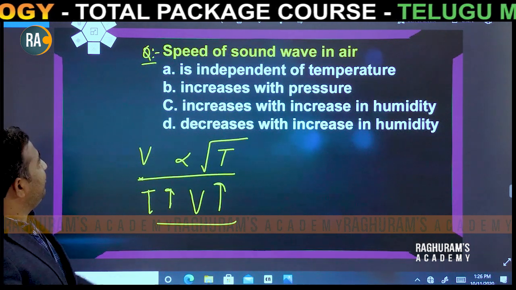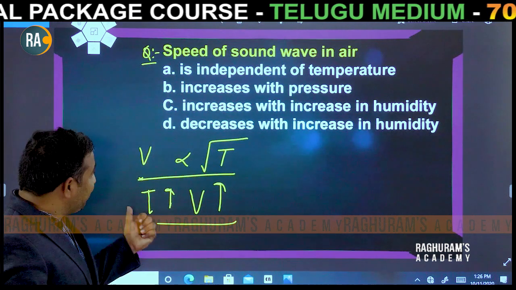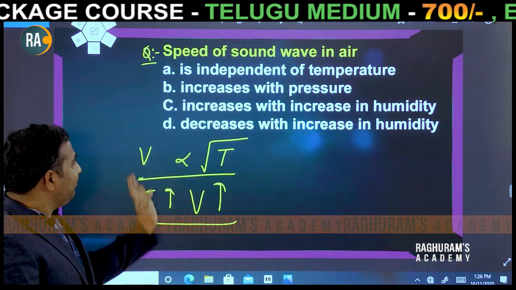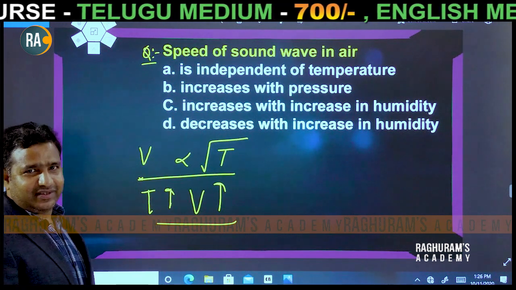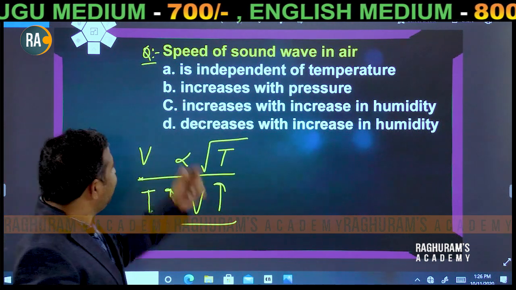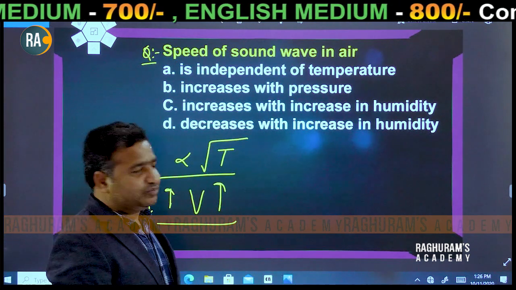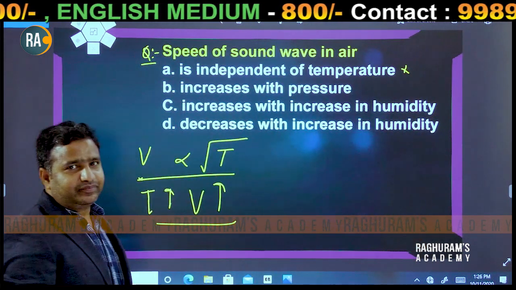But the first option says it is independent of temperature. It's wrong. It depends on temperature. Depending on temperature means if the temperature changes, the velocity of sound also changes. That's why velocity of sound depends on temperature. But option A says independent of temperature, so this is a wrong option.